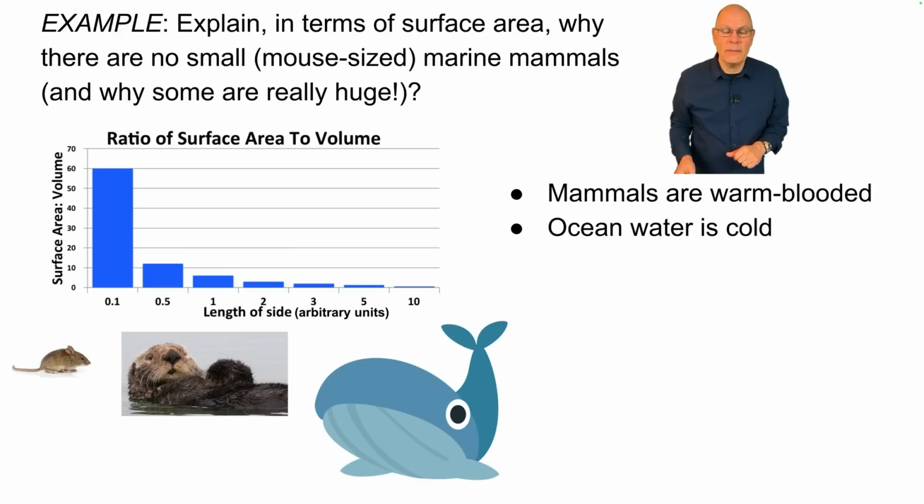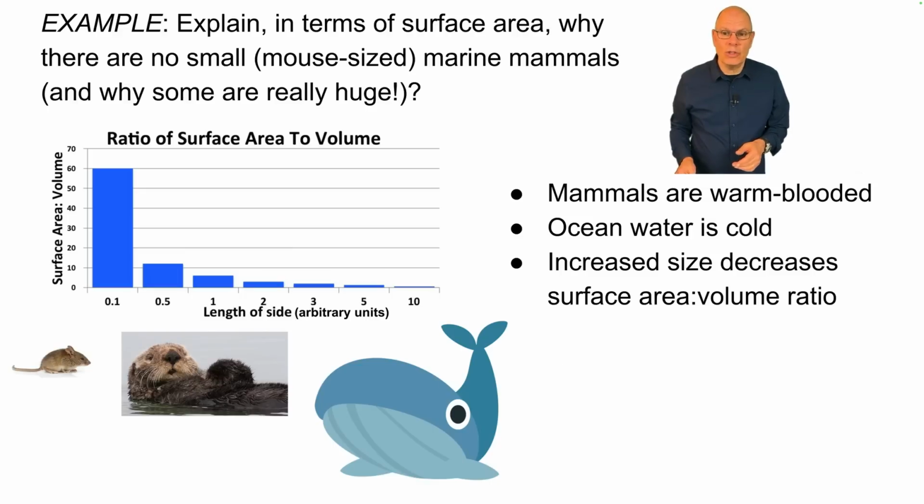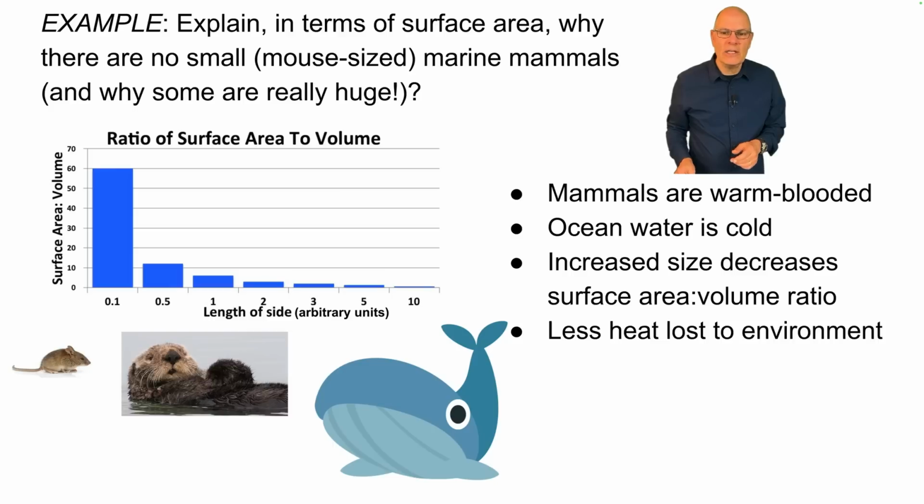Mammals are warm-blooded. Ocean water is cold. Increased size decreases the surface area to volume ratio, so there's less heat lost to the environment. Think about a mouse. It's small. It has a lot of surface area relative to its volume. It would be over here on the graph. It couldn't survive because it would experience so much heat stress in the water.